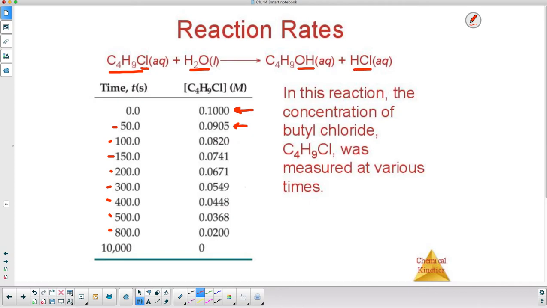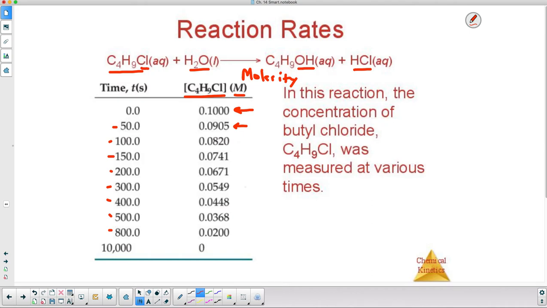So what's important here is to see that as you go from butyl chloride to butanol, mixing with water, we have a reaction. We're only checking for the butyl chloride, and that M is for molarity. So the molarity of the butyl chloride goes from 0.1 molar all the way down to 0.02.